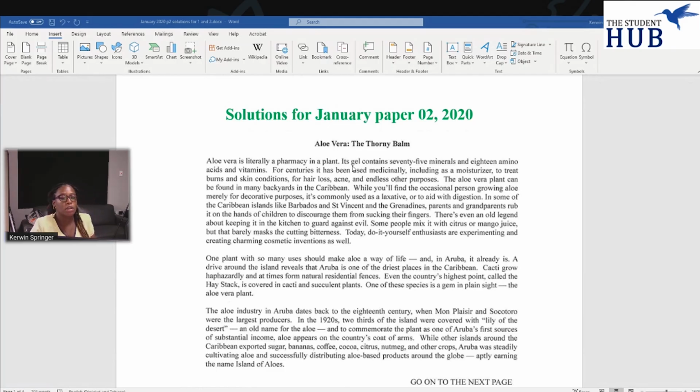They talk about the fact that it contains 75 minerals. They talk about the fact that it is medicinal, and it can be used from a moisturizer to hair loss, etc. So that's what that first paragraph is really about. It's giving us an insight into the many uses of aloe vera. Then they talk about places it's been known to be rubbed, like on your fingers. I don't know if you all have heard, but when children are sucking their fingers, sometimes they'll rub aloe vera on it.